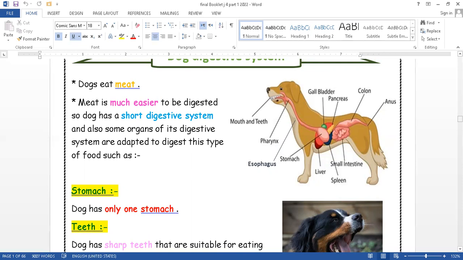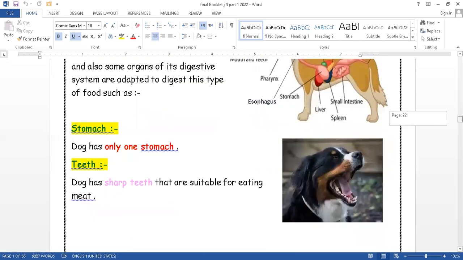Number 1, meat is much easier to be digested, so dog has a short digestive system. So dog doesn't need a long digestive system like cow. Why? Because it eats meat. But we said that it eats meat that isn't cooked, so it has to have sharp teeth. Why? To tear the meat, to eat the raw meat. And because it's easy to digest the meat, it has only 1 stomach.